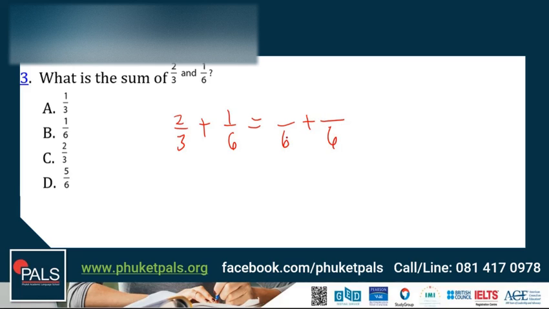So 6 divided by 3 is 2, times 2 is 4, or we multiply the denominator by 2 and multiply the numerator by 2. But since 1/6 has a denominator of 6, let's just write 1 here and then add 4 plus 1 is 5. Copy the common denominator 6. So the answer is 5/6. Letter D.